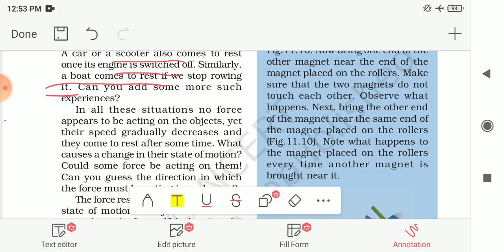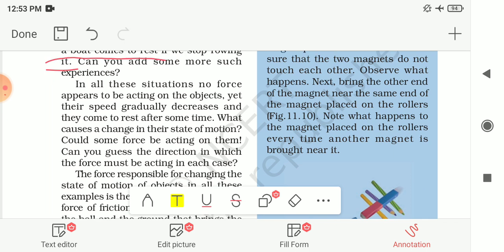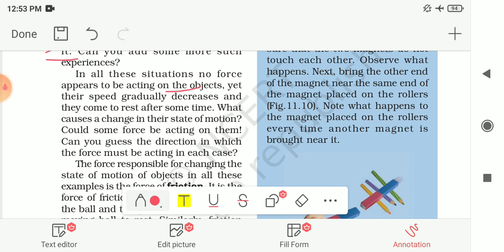Here we have seen many examples where, if we are not continuously applying force on an object that is in motion, after some time its speed will decrease and at some point it will come to rest. In all these situations, no force appears to be acting on the object, yet their speed gradually decreases and they come to rest after some time. In all these cases we cannot see the force which is acting on the object.